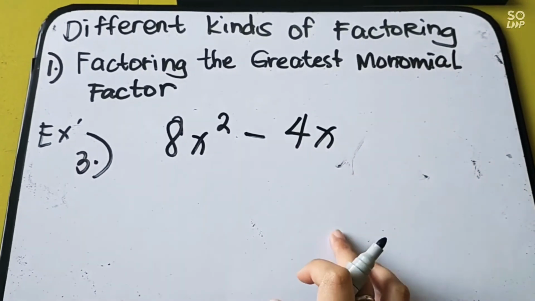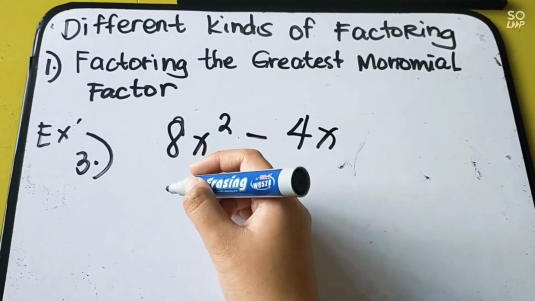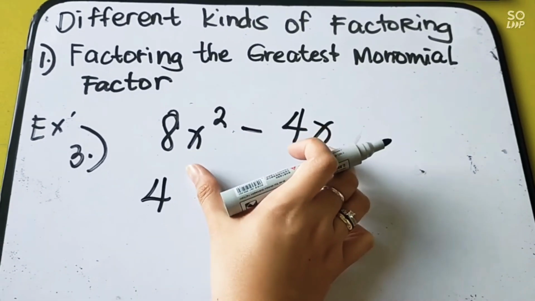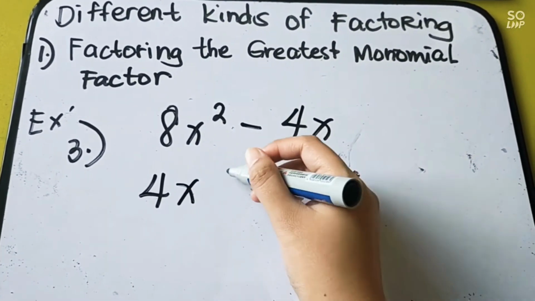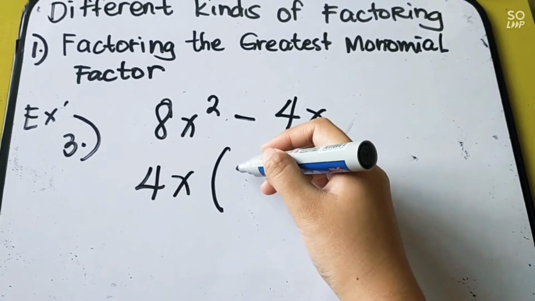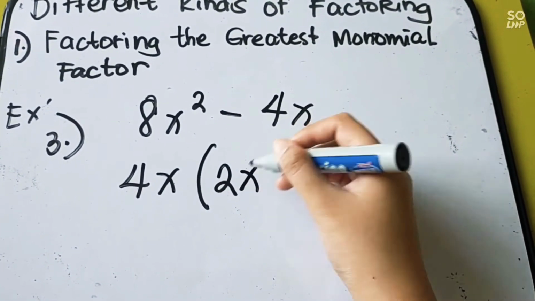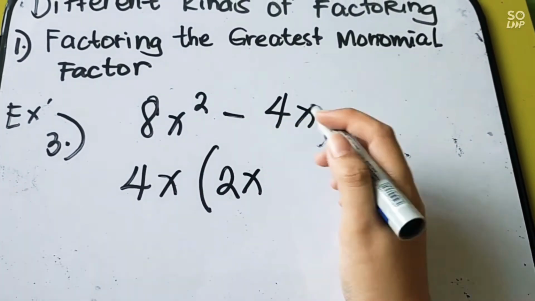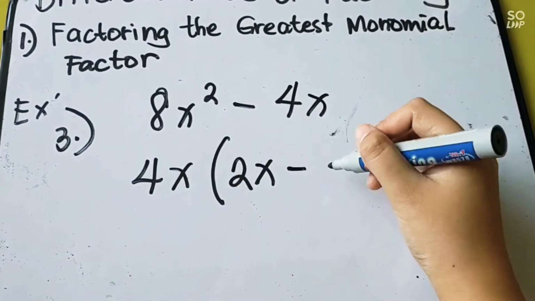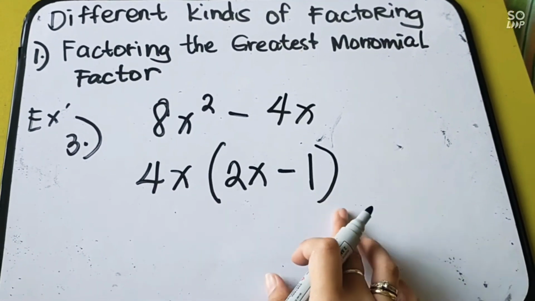8x squared minus 4x. So, 8 and 4. The greatest common factor between 8 and 4 is 4. Then, x squared and x. The greatest common factor is x. Then, open parenthesis. Let us divide. 8 divided by 4, the answer here is 2. Then, x squared divided by x, the answer is x. 2 minus 1, we have just x. Then, minus 4x divided by 4x. Since they are the same, the answer is 1. So, that's the answer. We have 4x times 2x minus 1.